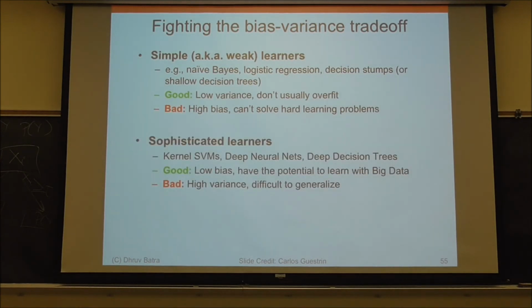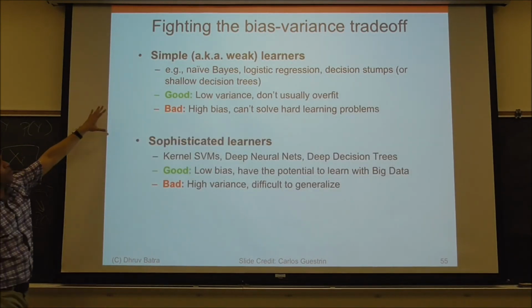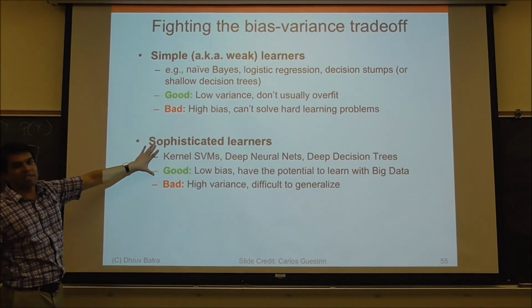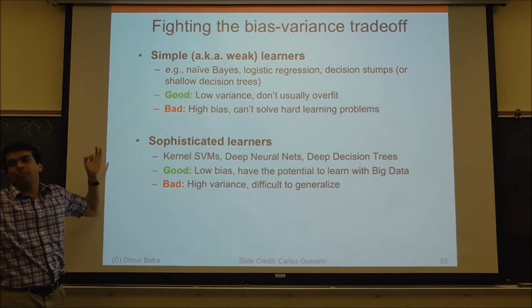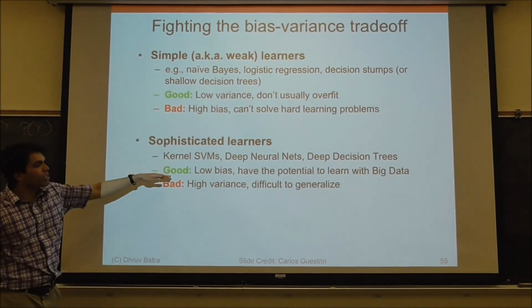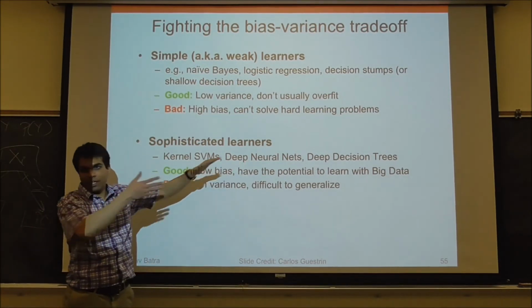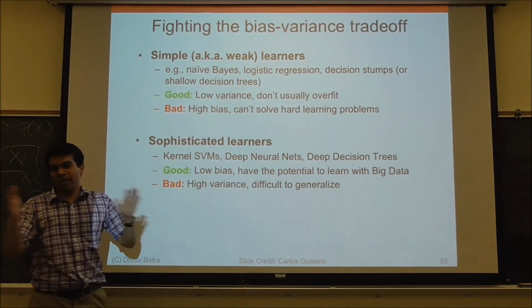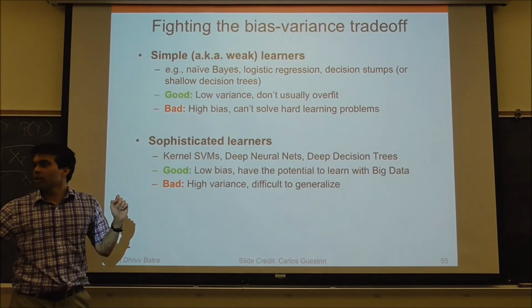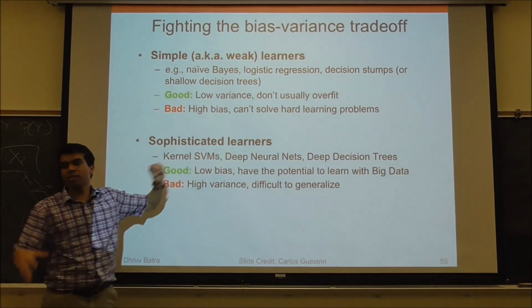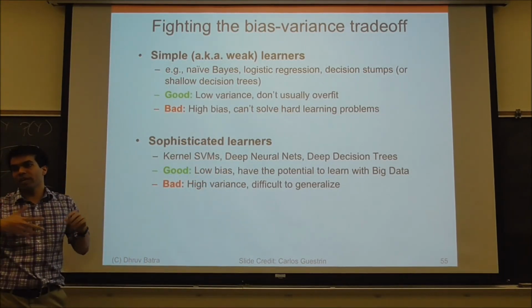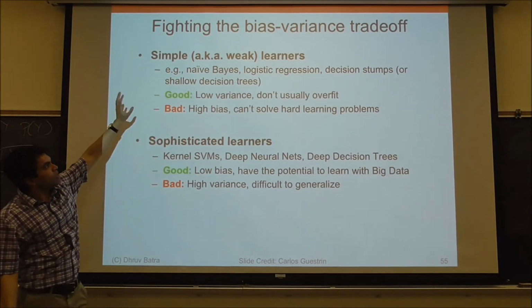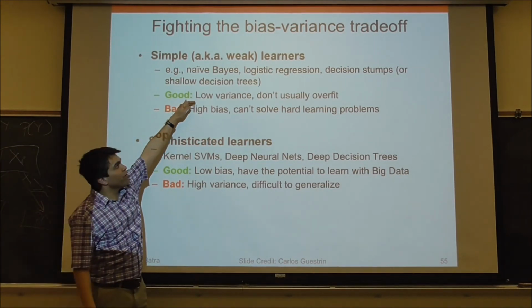And so there's going to be a spectrum between simple learners and sophisticated learners. And I'm talking about the endpoints of the spectrum, right? Because with things like neural networks, I can span that spectrum by adding more and more layers in the neural network. With decision trees, with the depth of the decision tree, I can also span that spectrum.